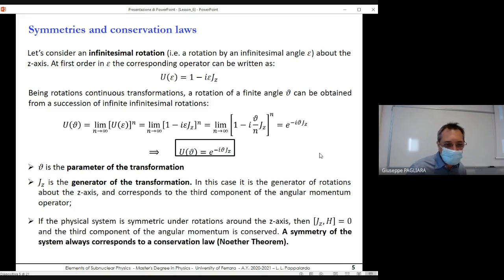Now, if the physical system is symmetric under rotation around the z-axis, then of course the third component of the angular momentum must commute with the Hamiltonian of the system. And so the third component of angular momentum is a conserved quantity. And if you remember, yesterday we spoke about the Noether theorem. This is just what we meant. So a symmetry of the system always corresponds to a conservation law. The system is symmetric under rotation around the z-axis, then the third component of angular momentum is conserved and commutes with the Hamiltonian. Okay.